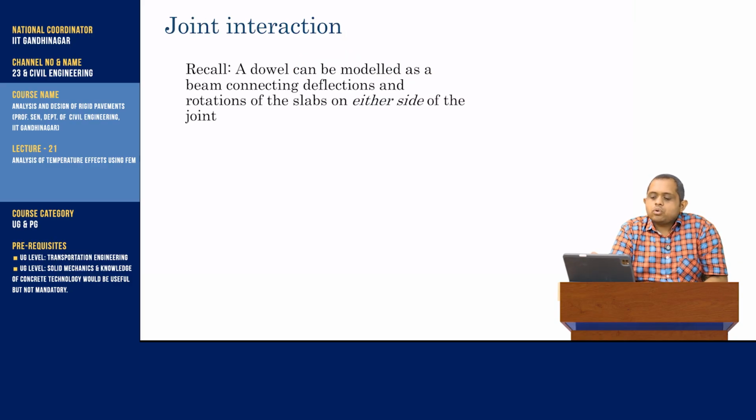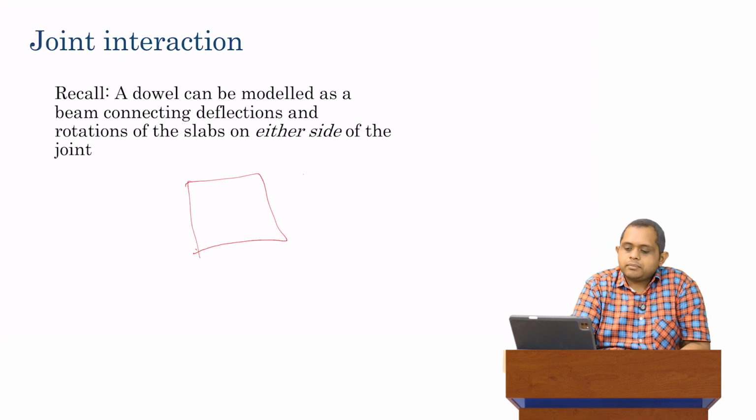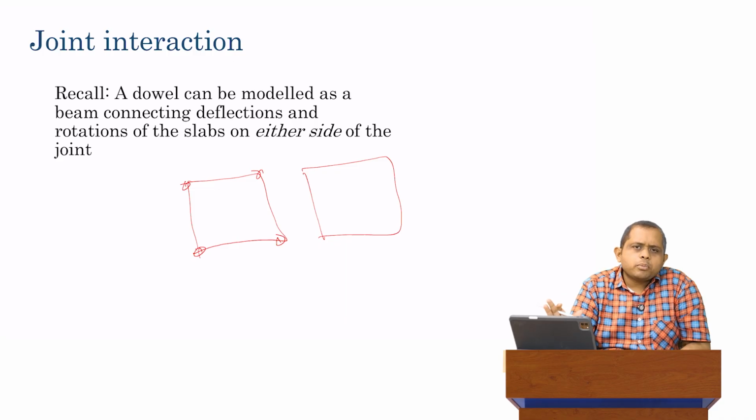Okay. So let's recall then how a dowel bar can be modeled. As we saw, if we have a JPCP slab, let me keep it simple and say each slab has 4 nodes. So each slab has been approximated using one element. It's not a very good approximation to make, but let's make that approximation.